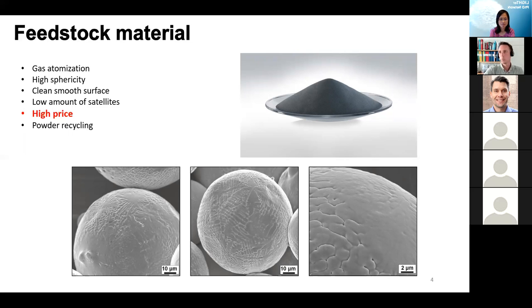This is something that I will not go into detail in this presentation, but if we can use a cheaper powder, we can actually reduce the cost quite a lot, and also powder recycling. So it's good to keep this in mind when we talk about productivity. I will mainly talk about productivity in terms of what we do with the machine and so on, and not the powder itself or the raw material.